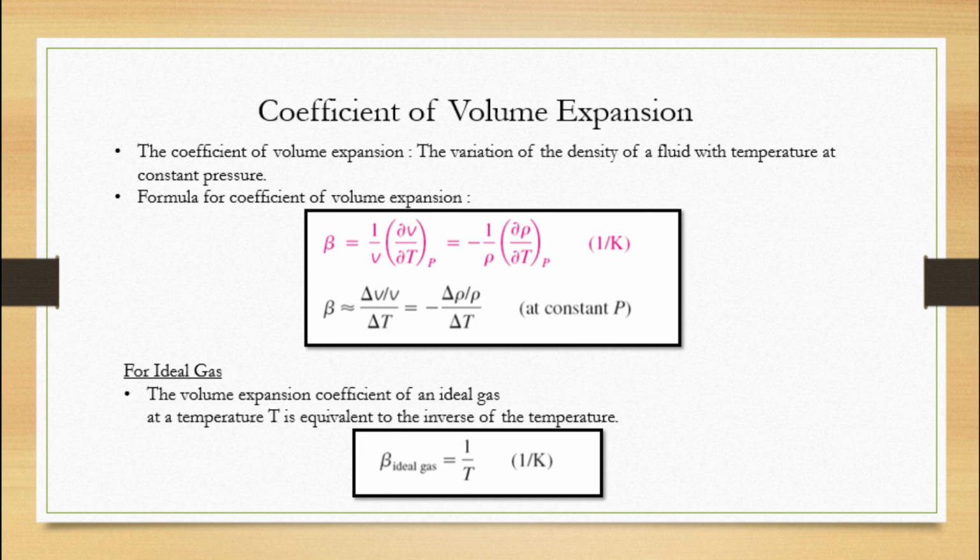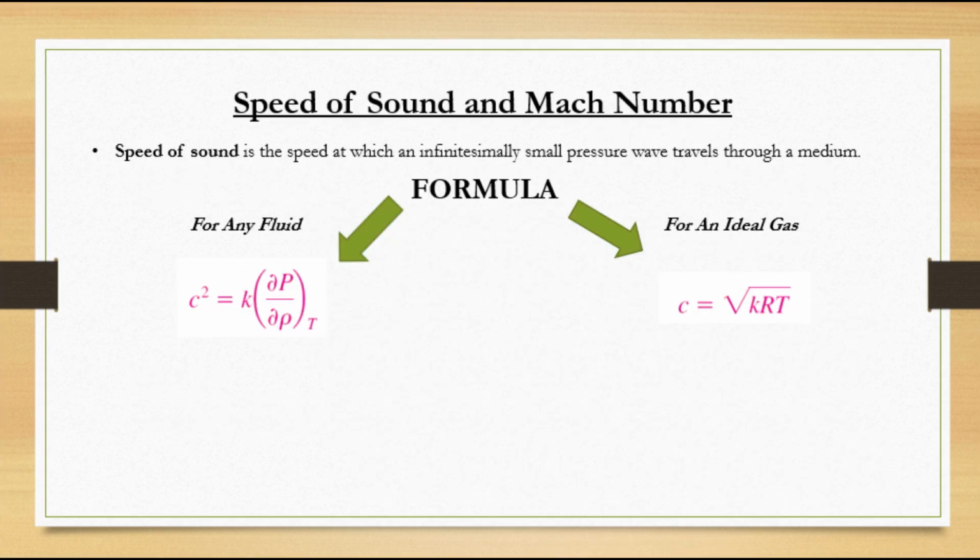Next, speed of sound and Mach number. Speed of sound is the speed at which an infinitesimally small pressure wave travels through a medium. This is the formula for speed of sound. It is used for any fluid and for any ideal gas.